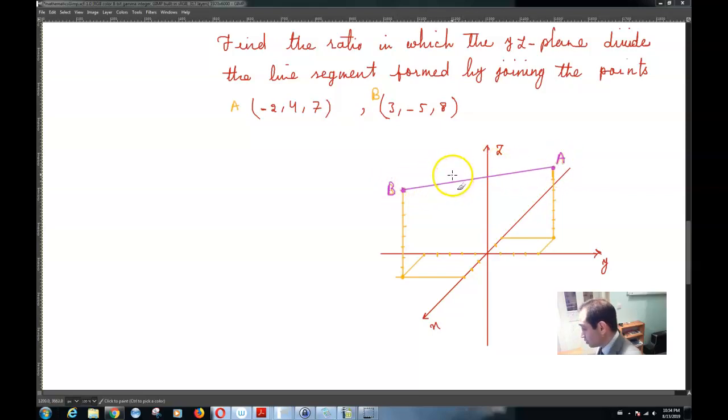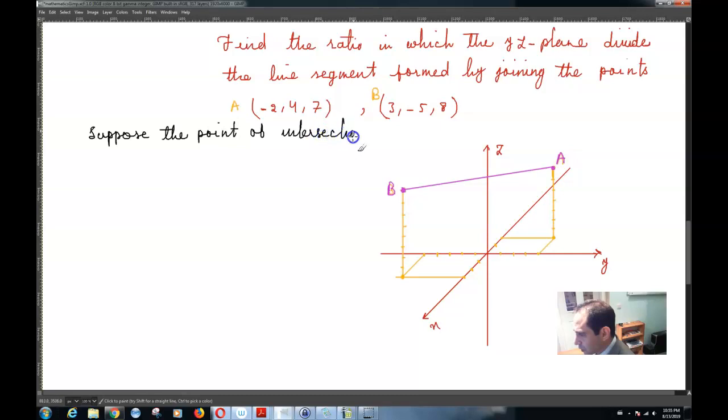Now there is one more way to solve this problem, and you could directly use the section formula, meaning that you can say that suppose the point of intersection of the YZ plane and the line segment AB is point C. It's point C with coordinates, for example, x, y, z.